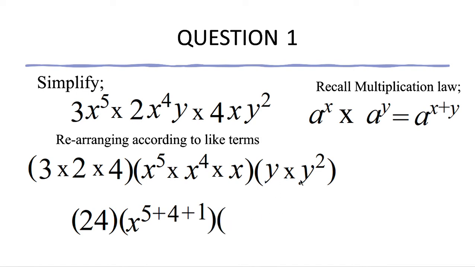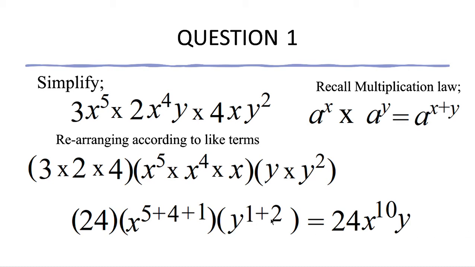I do the same thing here. For y and y^2, I take one y out. So the power here is 1, and 1 plus 2. Alright. So what's the next step? We have 24. x: 5 plus 4 is 9, plus 1 is 10. y: 1 plus 2 is 3. So this is the final answer to this question.